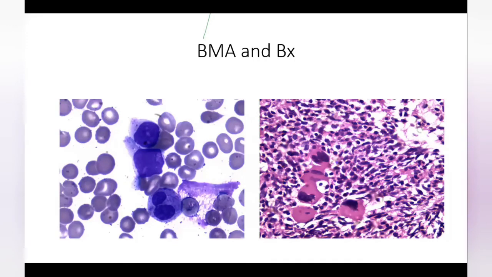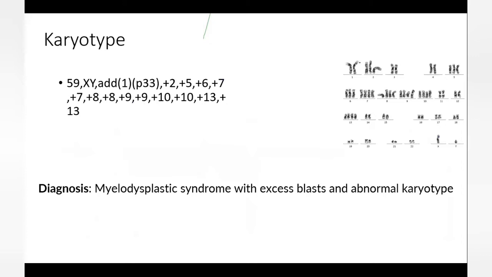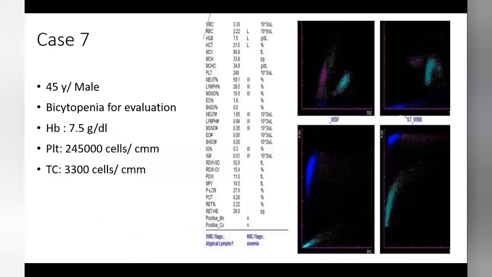We worked up this case, and that's why I'm showing you everything. We did a bone marrow, and the bone marrow also showed a lot of hypercellularity with dysplastic cells, and a karyotype as well was done, and it was a case of myelodysplastic syndrome with excess blasts and abnormal karyotype. It's just an interesting case where one of the aiding factors was our digital morphology analyzer. When you have such clear-cut pictures and prompts guiding you that something is going on, then diagnosis becomes that much easier.